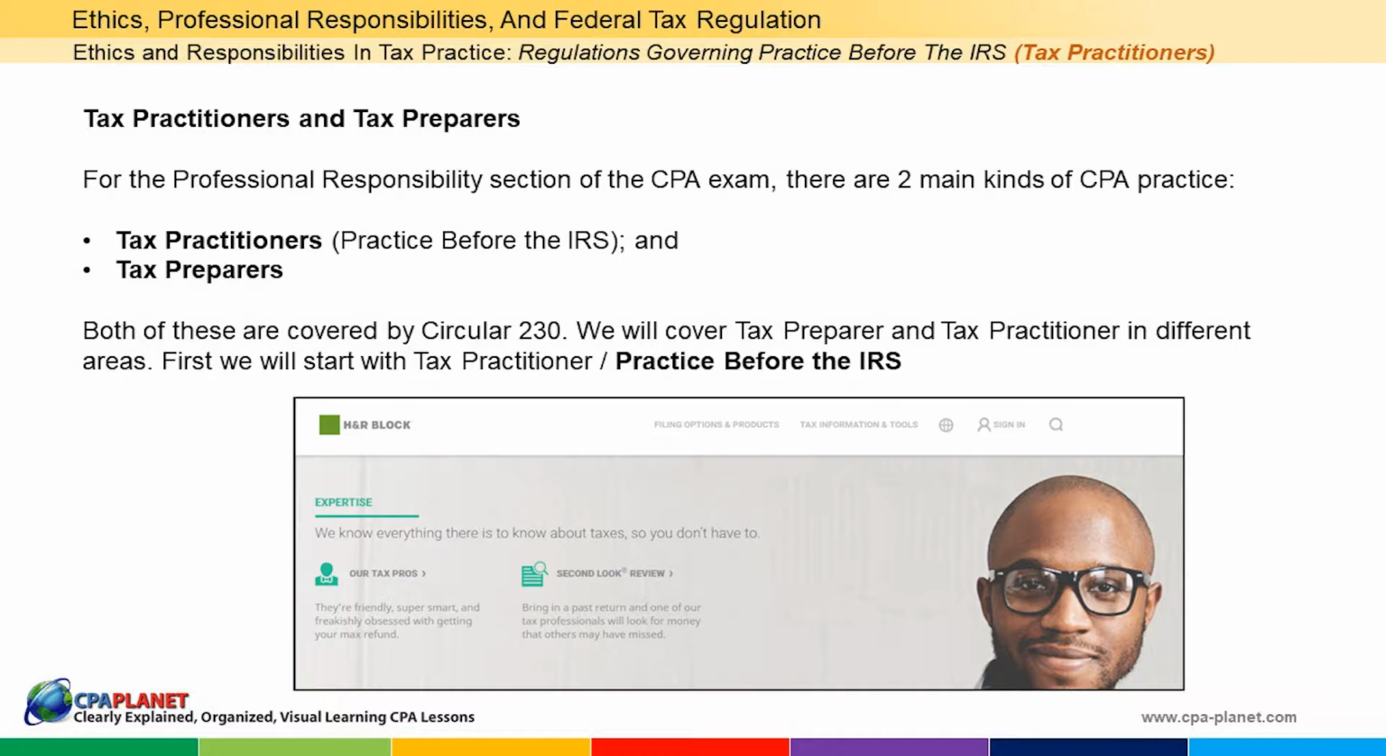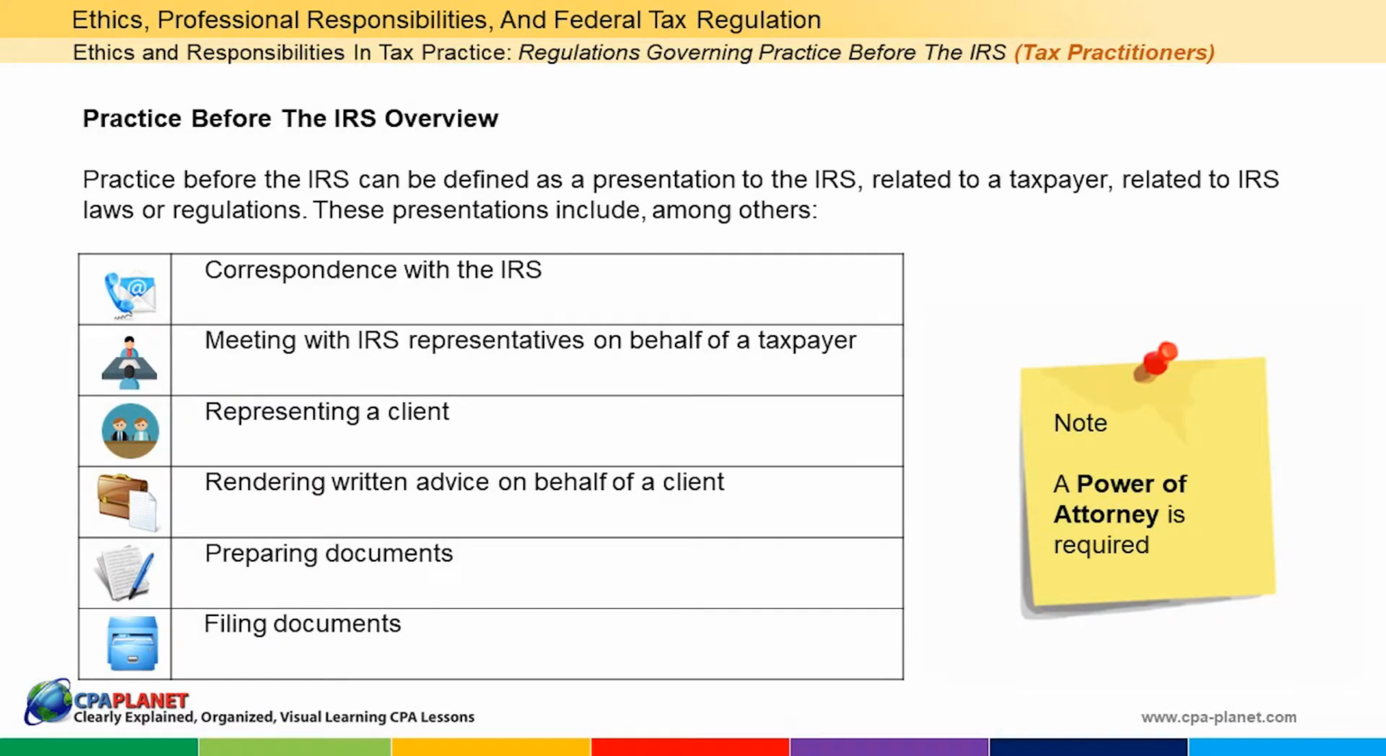So first we're going to start, as we said, as you can see in the header, with tax practitioner. Overview of practice before the IRS. Practice before the IRS can be defined as a presentation to the IRS related to a taxpayer, related to IRS laws or regulations. These presentations include the following list: correspondence with the IRS, meeting with IRS representatives on behalf of a taxpayer, representing a client, rendering written advice on behalf of a client, preparing documents on behalf of a client, filing documents. All of these things are the ways that you can practice before the IRS. Make a note, a power of attorney is required for all of these areas.